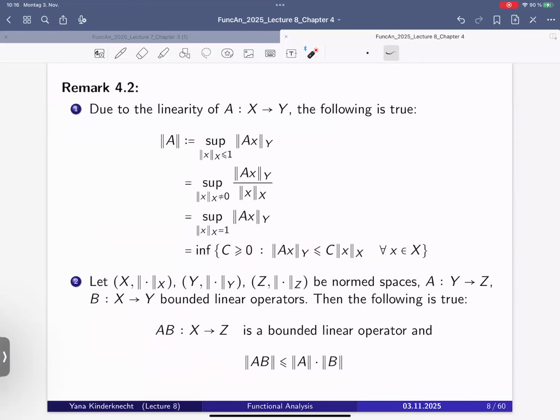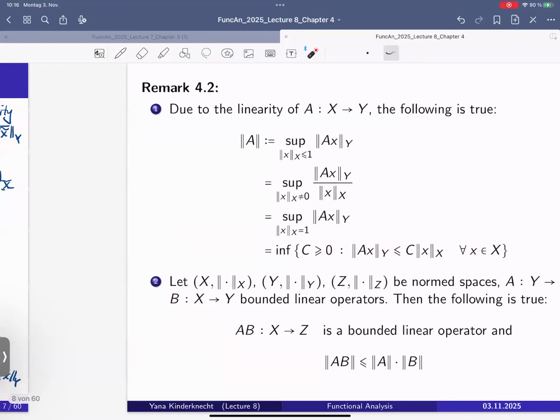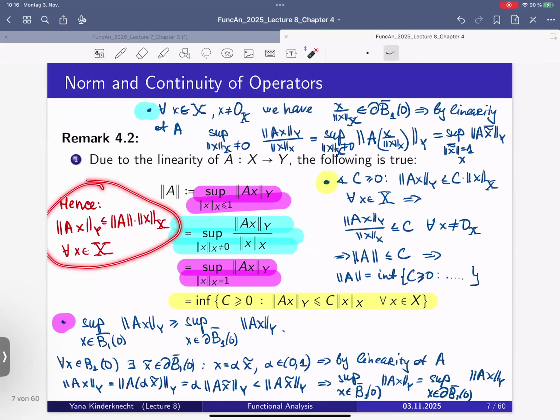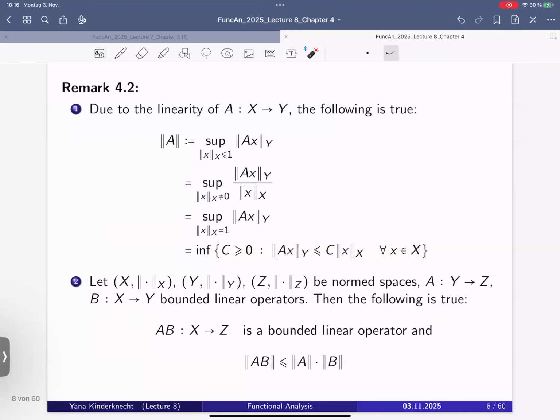It's a homework task or exercise to show that this is so, but you can use the definition of the operator norm to check it. Please pay attention that we have here smaller or equal. We cannot replace it by equal, as there are counterexamples. One can construct a lot of counterexamples yourself.